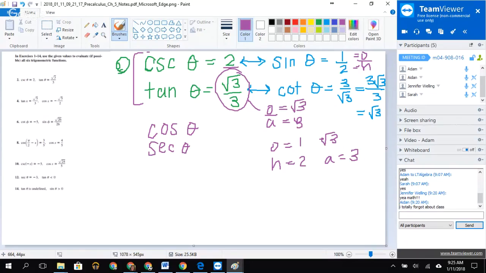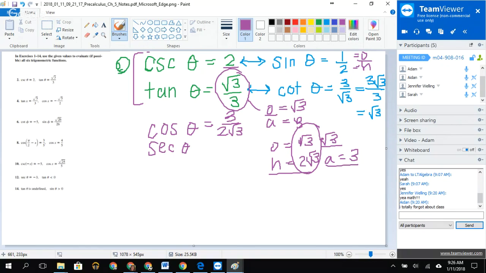So another way that I could write a sine of 1/2 and still have my opposite side be represented by the square root of 3 is that I could write this as the opposite side is the square root of 3, and the hypotenuse is 2 times the square root of 3. Keeping those relationships, okay? So then when I go to do my cosine, it is my adjacent side over my hypotenuse. So it would be 3 over 2 square root of 3.